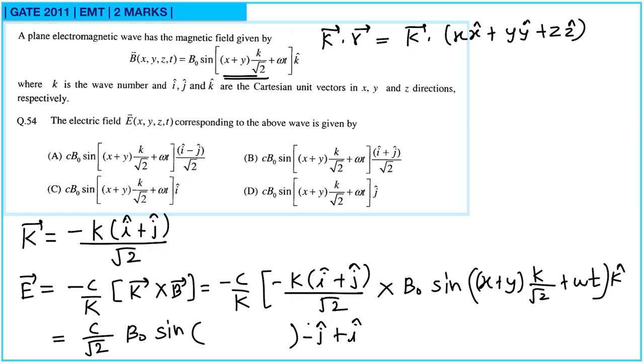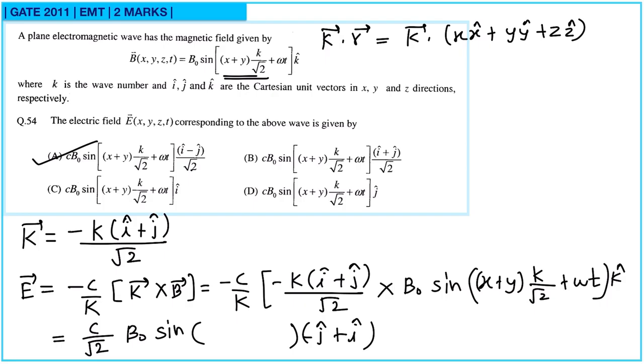Here we have a minus sign because we are considering i cross k. If it is k cross i, then it will be j cap. i cross k is minus of j cap. So this will be minus of j cap plus i cap. So this will be the answer: minus j cap plus i cap. So option A is correct.